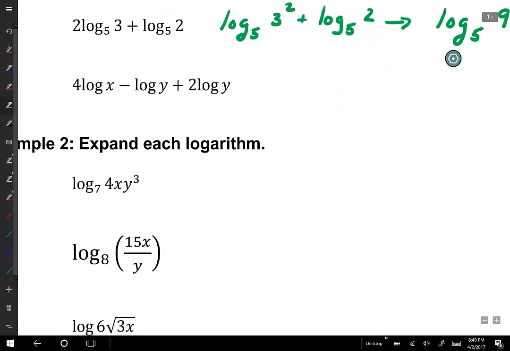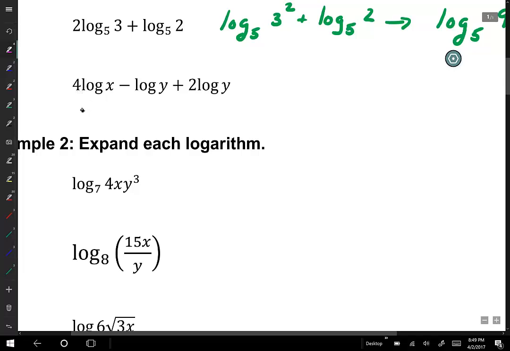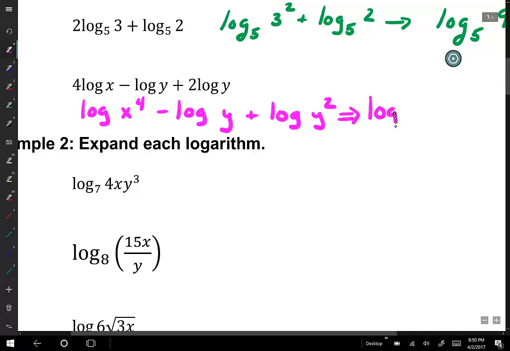Okay, our last one, we've got the 4 outside, so that's going to become log of x to the 4th minus log of y plus log of y squared. So what does this become? Well, let's take a look. We have the log of x to the 4th minus the log of y. So the log, and notice there's no base, so that base is 10. The x to the 4th is in the numerator. The y is in the denominator. And the y squared will also be in the numerator. So just a little bit of a unique problem.